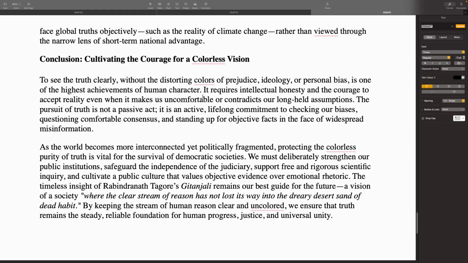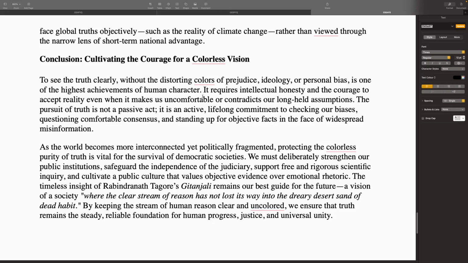To see the truth clearly, without the distorting colors of prejudice, ideology, or personal bias, is one of the highest achievements of human character. It requires intellectual honesty and the courage to accept reality even when it makes us uncomfortable or contradicts our long-held assumptions. The pursuit of truth is not a passive act. It is an active, lifelong commitment to checking our biases, questioning comfortable consensus, and standing up for objective facts in the face of widespread misinformation.